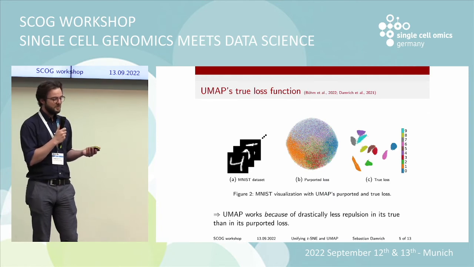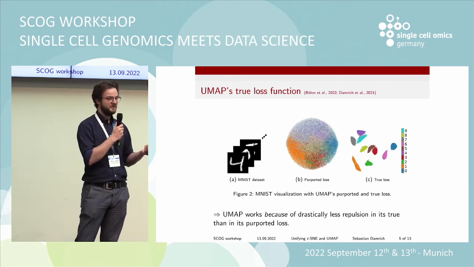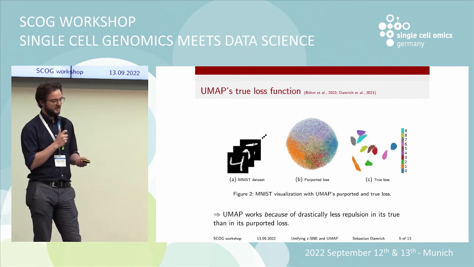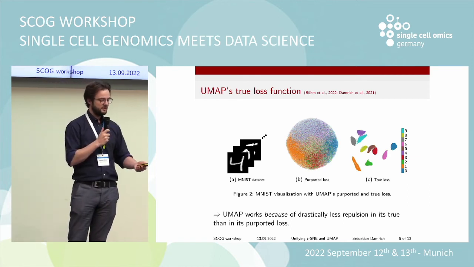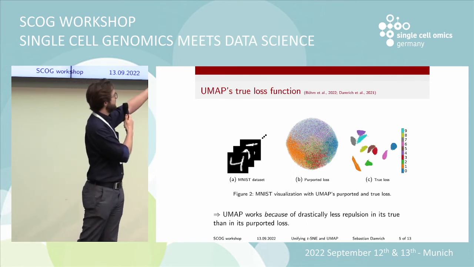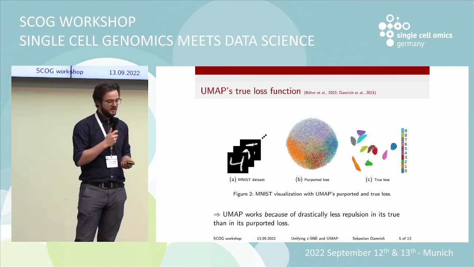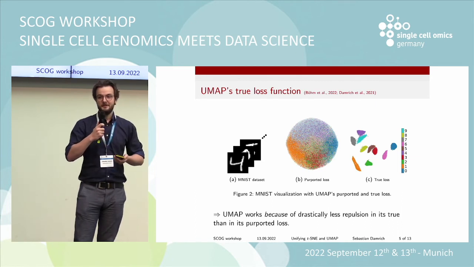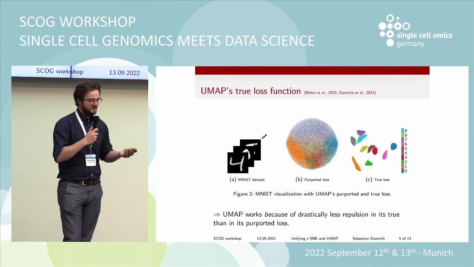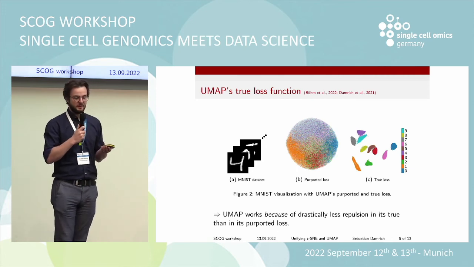And to our surprise, we found that the implementation of UMAP actually implements a different loss function than the one presented in the paper. And this is an illustration not on single-cell data, but on the MNIST data set. So this is images of handwritten digits. If you take your favorite UMAP implementation and run it on MNIST, you get something like on the right, nice 10 clusters for the 10 digits, all well and good. But if you implemented the purported loss function from the paper, you get something like in the middle, a plot devoid of any structure, really. And the reason is this discrepancy in loss functions.